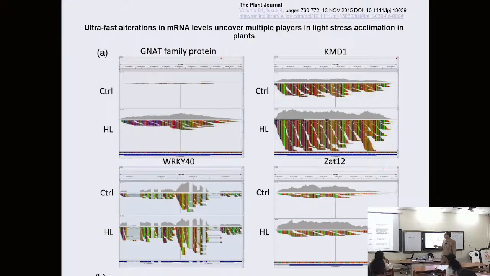Similarly, WRKY40 got upregulated, KMD1 got upregulated, and JAT12 also got upregulated. Just to help you understand, this experiment was done and RNA was collected within, I think, 10 seconds or so. So ultra fast changes happened in the Arabidopsis plant.